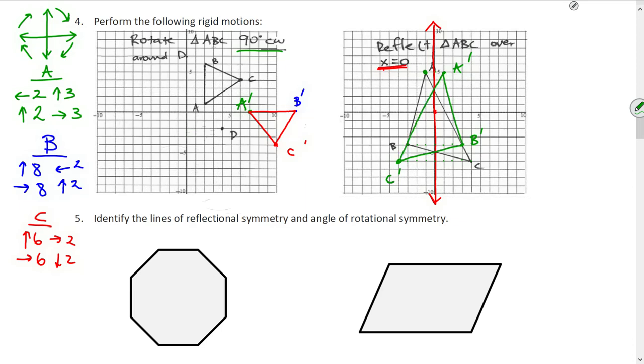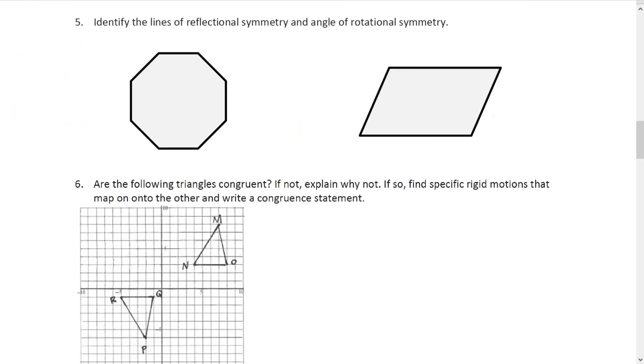Yep, like that. Okay, it's okay that it crosses itself. Sometimes it does, sometimes it doesn't. In number 5, you want to find the lines of reflectional symmetry and the angle of rotational symmetry. I'm trying to pack as much as I can into this review.